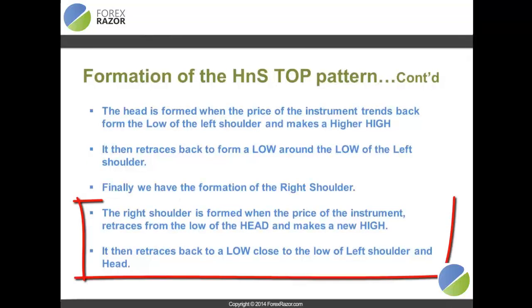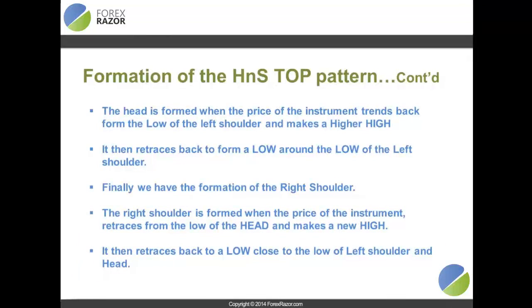The right shoulder is formed when the price again retraces back towards higher levels from the low of the head, making a new high. This high could be around the highs of either the left shoulder or could be lower. After making this high, it retraces back towards the low, close to the low of the left shoulder and the head. Let's have a look at the trading platform to understand this better.